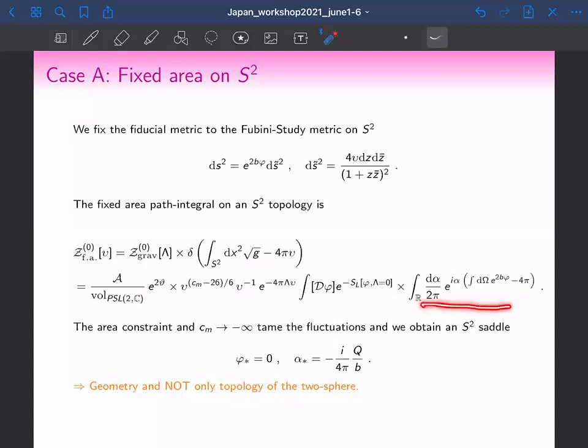Additionally, we have introduced a Lagrange multiplier alpha, and this Lagrange multiplier fixes our area. This does nothing else than imposing this constraint over here, where omega is the volume element on the 2-sphere. And now that's the point. If we have this area constraint and a very large negative central charge, we can tame all the fluctuations. The equations of motion of phi tell you that phi star equal to 0 is a saddle, along with alpha star equal to this expression over here. But if phi star is equal to 0, the physical metric is equal to the fiducial metric, and we have the geometry of a 2-sphere.